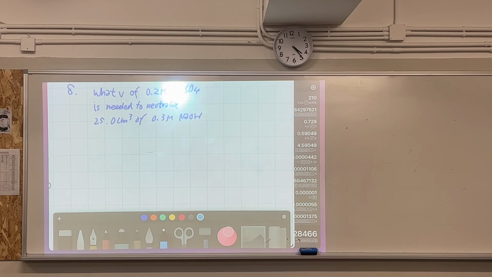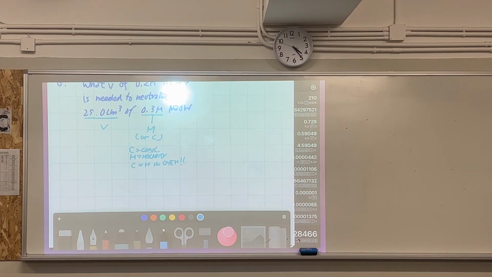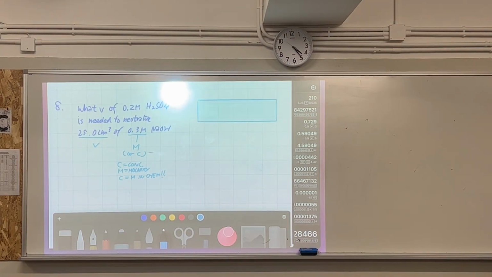So you have V. This is the M. This is the V. Or you can also call it C. Doesn't matter. C means concentration, M means molarity, and they mean the same thing. So C equals M in chemistry. So you first do n equals CV, and you find the mole of NaOH. Put it on the calculator. Tell me what's the answer.